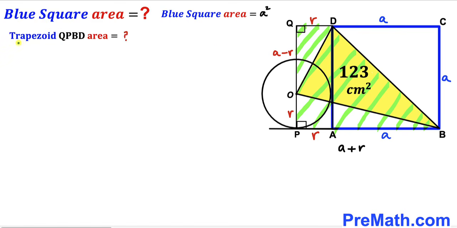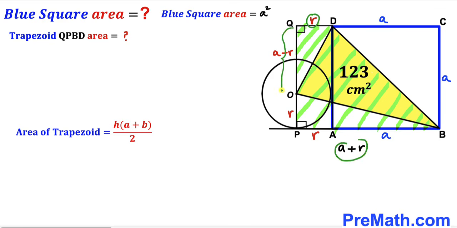And now we are going to calculate the area of the trapezoid QPBD. Let's recall the area of a trapezoid formula. Area equals height h times the bases a plus b all over 2. In our case, the bases of this trapezoid are lowercase r and a plus r, and the height of this trapezoid is lowercase a. So therefore the area of this trapezoid is going to be a divided by 2 times radius r plus a plus r as well.